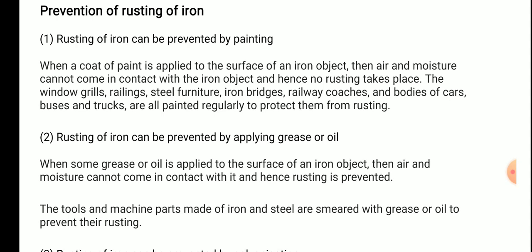You might have seen that when the service of a bike or a car happens, they apply grease on the engine parts. Why? Because it is made up of iron, so that it does not rust. The main function is to provide lubrication, but grease also breaks the contact of air and water with that metal, so that's why rusting does not take place. So the first point, rusting of iron can be prevented by painting. Second, it can be prevented by applying grease or oil.